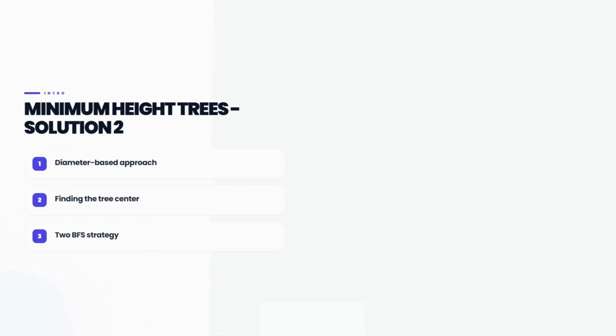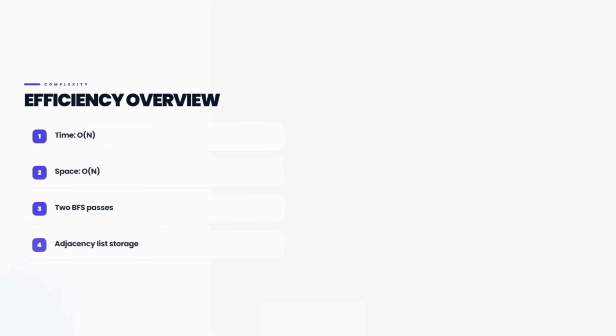Let's try to implement it using solution 2. Efficiency overview. The time complexity is O(n), and the space complexity is also O(n), as we perform two breadth-first searches over the graph.